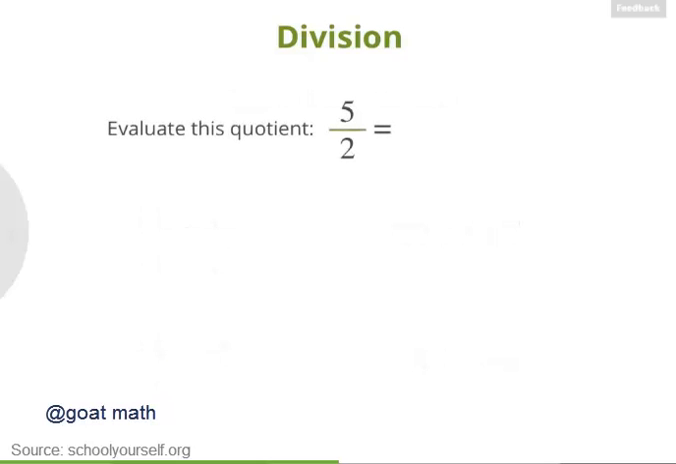Next, try evaluating this quotient, 5 divided by 2. So in other words, you have 5 dots, and you're dividing them into 2 equal groups. How many dots are in each group? Be as precise as you can. Right, so 5 divided by 2 equals 2.5. And 2 times 2.5 equals 5.